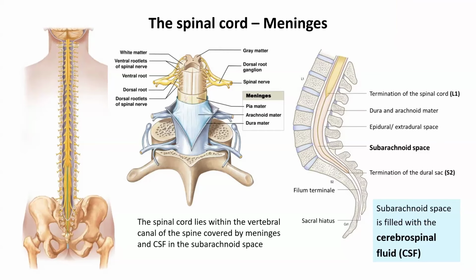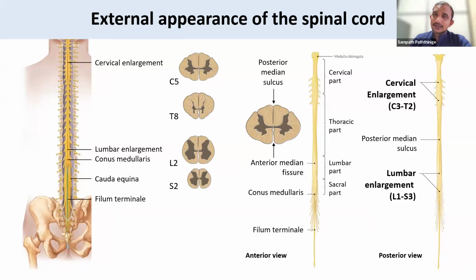So going into the external appearance. The spinal cord has two enlargements, in the cervical part and the lumbar part. That is basically because these regions give off a lot of motor nerves to the muscles of the limbs, as well as receive a lot of sensory information from the limbs, right? So these cervical and lumbar parts are the areas which give origin to the brachial plexus as well as the lumbar plexus, right? So that is why these regions of the spinal cord are enlarged.